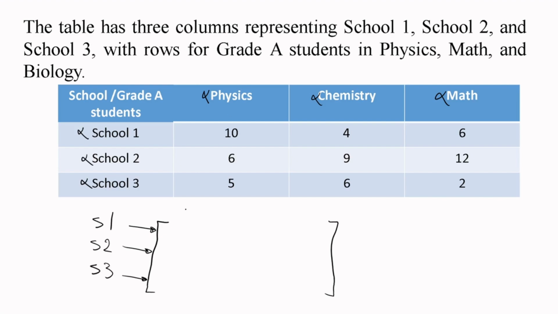I'm gonna have 3 columns: number of students who got A in physics, chemistry, and math. In the first school 10 students got A in physics, so I'm gonna write 10 here, 4 in chemistry for the school 1, and 6 in math. And for the school 2 I'm gonna have 6, 9, and 12. And for the last school, which is the third one, I'm gonna have 5, 6, and 2. Okay, I made a matrix for this example really easily.